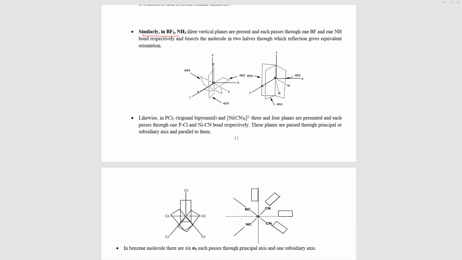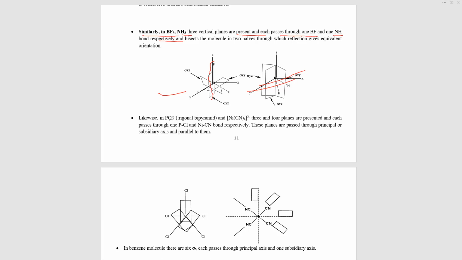Similarly, if we consider the BF3 molecule or the NH3 molecule, in both molecules three vertical planes are present. Each passes through one BF bond in the case of BF3 and one NH bond in the case of NH3. So these are vertical planes because these are parallel to the principal axis.